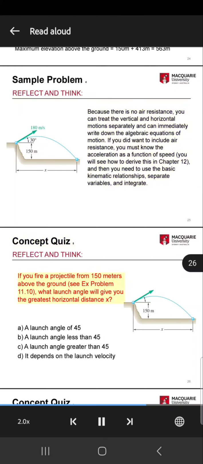Concept quiz 5. If you fire a particle from 150 meters above the ground, in sample problem 1.10, which angle will give the maximum horizontal distance x? A, launch angle of 45. B, launch angle less than 45. C, launch angle greater than 45. D, depends on the launch velocity.